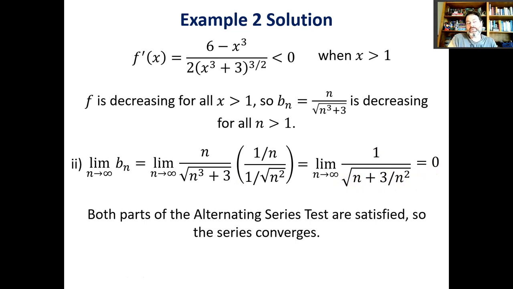And this is pretty much what problems look like in this section. Got to have positive Bn's, decreasing, and the limit of the sequence has to go to 0.